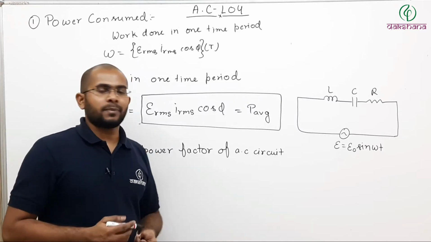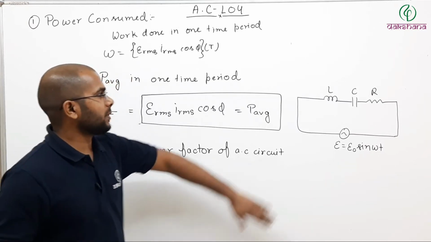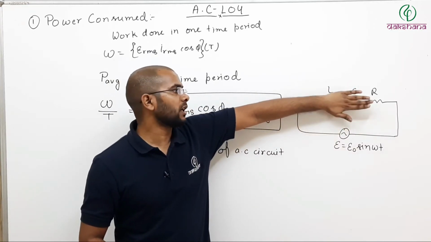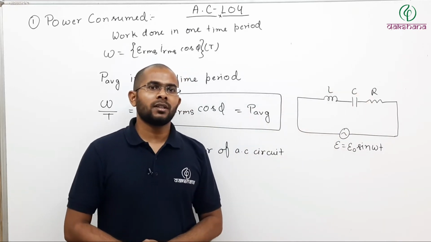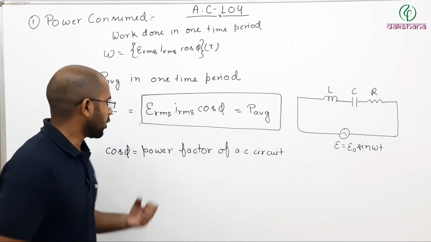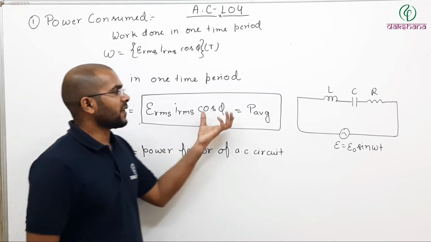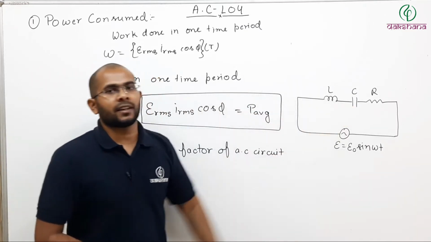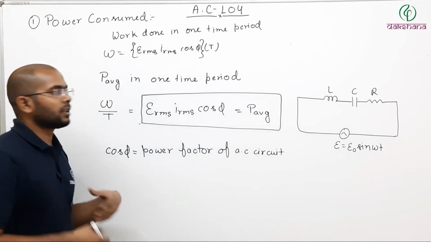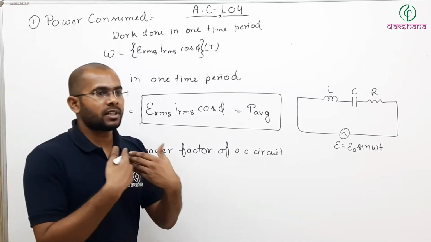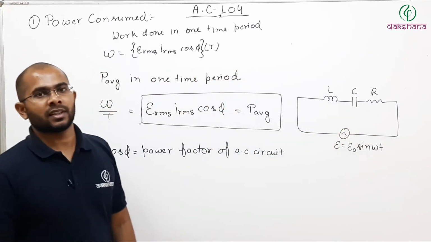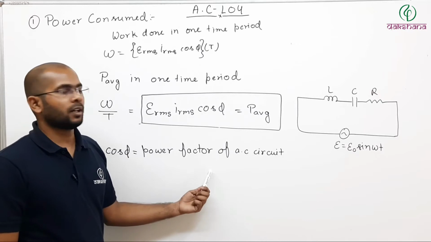Now, why is cos phi called power factor? If you remember, for example, let us say I remove L and I remove C. If there is only resistance, a purely resistive circuit, then power would be nothing but ERMS multiplied by IRMS. So cos phi is the power factor because cos phi is there only because there is L and C. If L and C were not there, there would be no need for cos phi. So power changes in an AC circuit by a factor of cos phi when you introduce an inductor and capacitor. That is why this cos phi is called the power factor of your AC circuit.